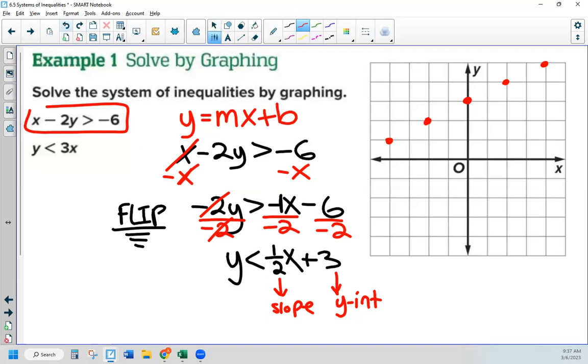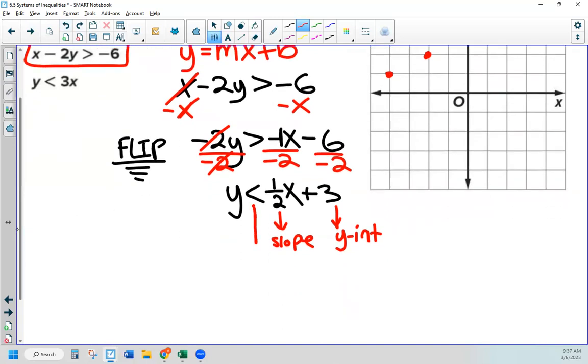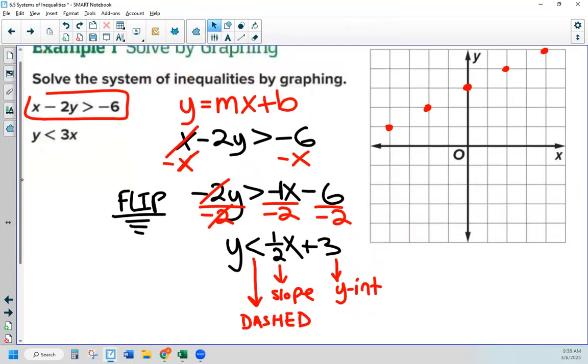The next question you have to ask yourself is, remember, don't make the line yet. Should I have it dashed or solid? Looking at my symbol right here, this symbol does not have the or equal to little line at the bottom. So we go with dashed, right? Dashed. Bada bing, bada boom. All right. So let me go ahead and create my dashed line.